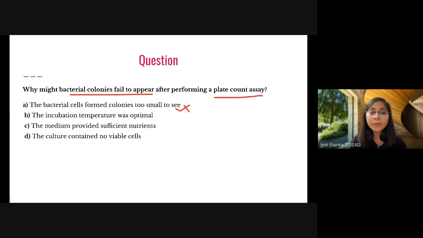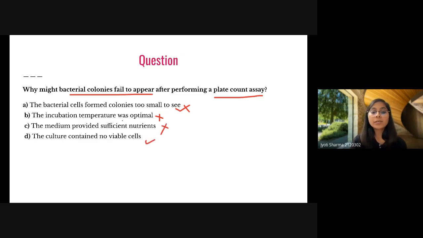Then if the incubation temperature is optimal, this is giving us the conducive environment to grow the bacteria and to see the bacterial colony. So this is again not the right option. Then medium provided sufficient nutrients. If the medium is providing sufficient nutrients to the bacteria, then there must be sufficient colonies to grow, so this is again not the right option.